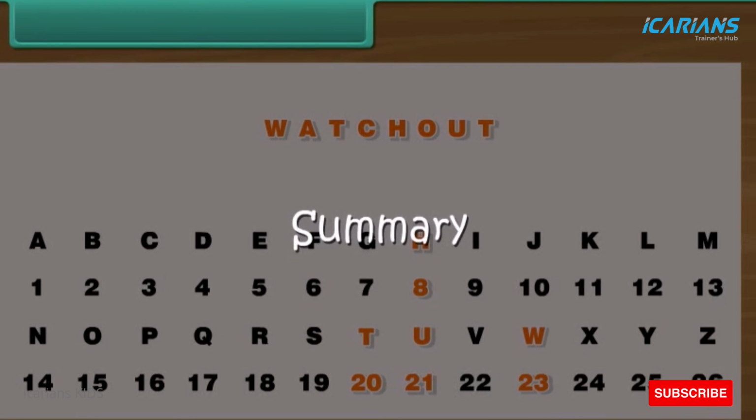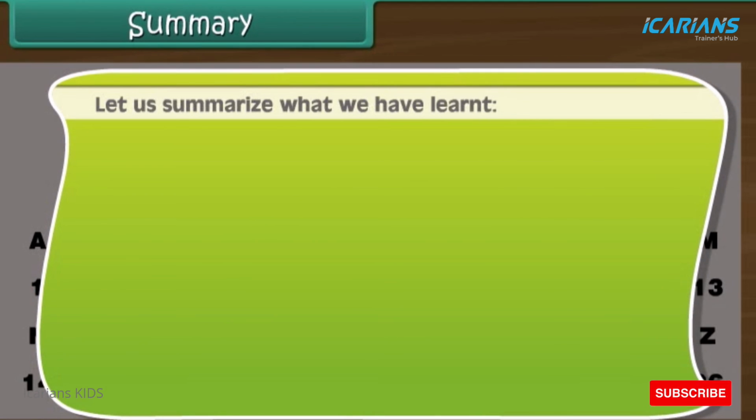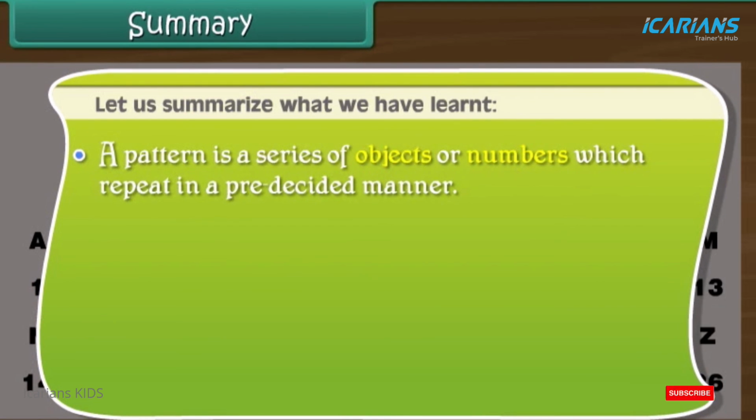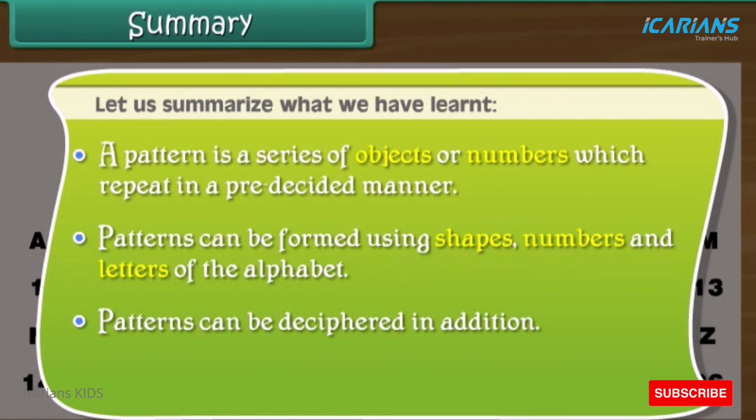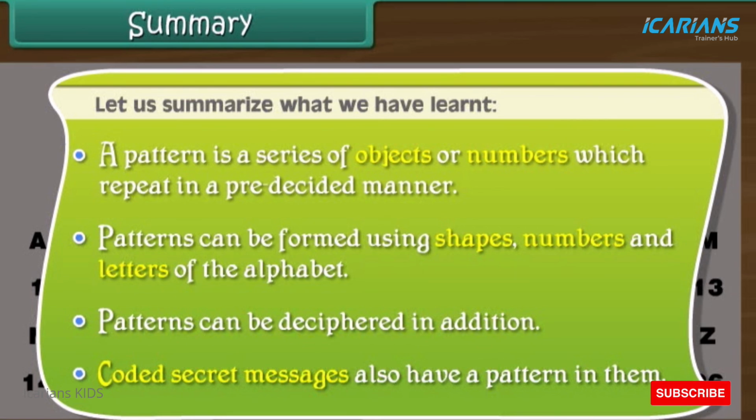Summary. Let us summarize what we have learned. A pattern is a series of objects or numbers which repeat in a pre-decided manner. Patterns can be formed using shapes, numbers, and letters of the alphabet. Patterns can be deciphered in addition. Coded secret messages also have a pattern in them.